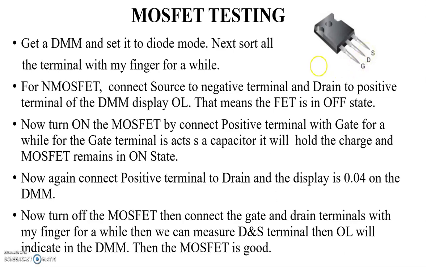Suppose it is a bad MOSFET. Initially you have to measure this: connect the source to the negative and the drain to the positive terminal, and the DMM will display some other value. It does not display OL. That means the MOSFET is not working properly. That is a defective MOSFET. So you can identify like this.